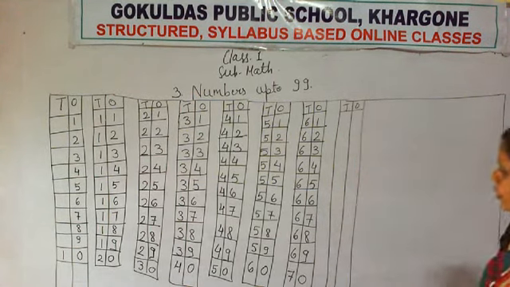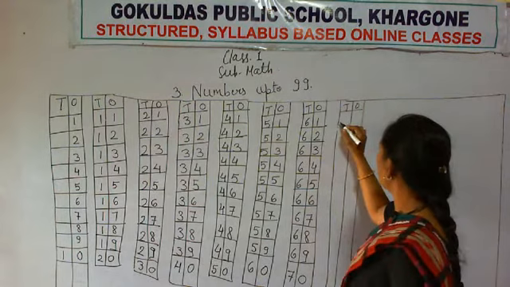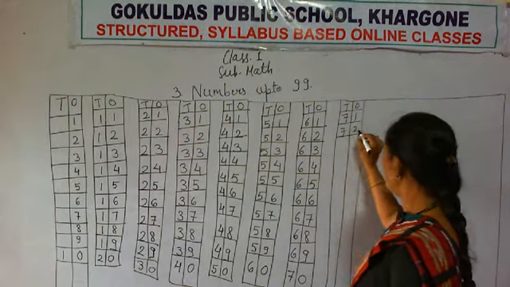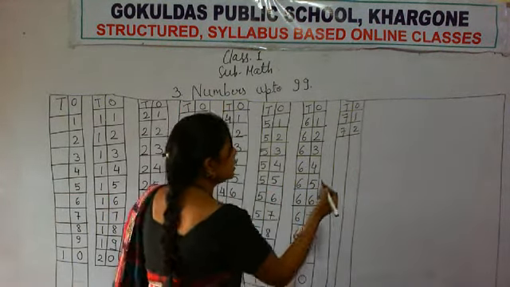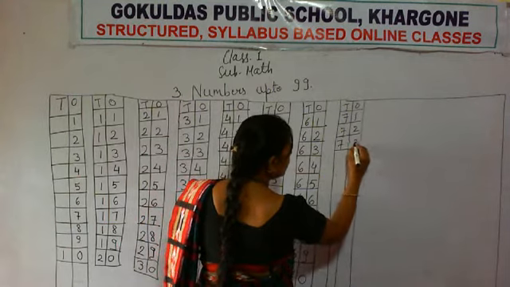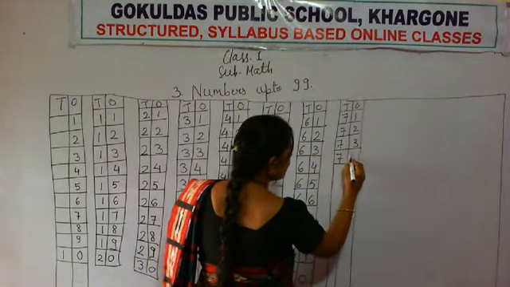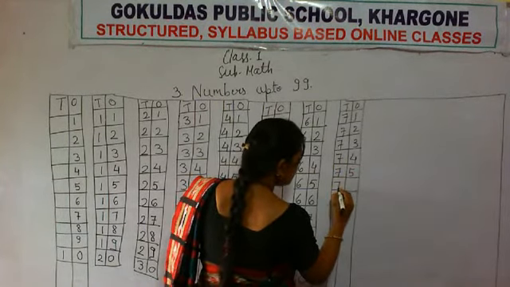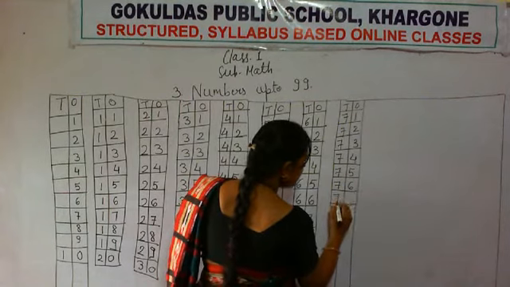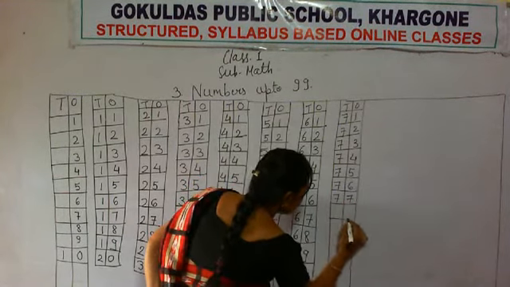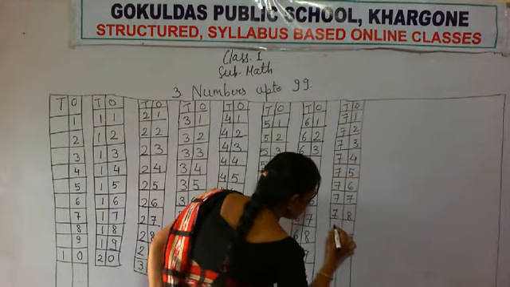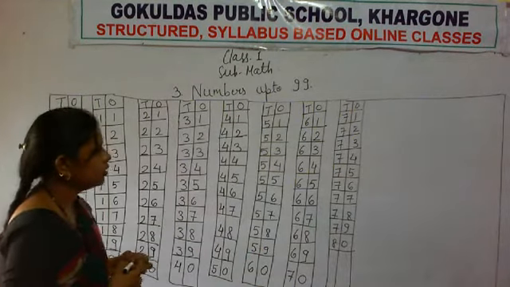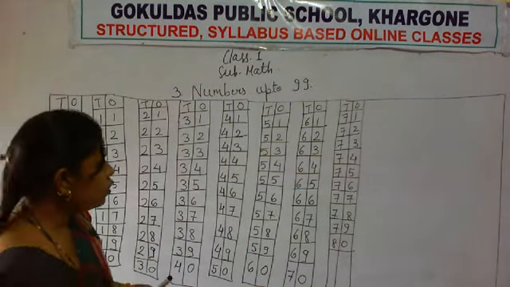Okay. Now here we wrote till 70. Now which number will come here? 71. 72. Next 73. Yes. Next 74. 75. 76. 77. 78. 79 and 80.